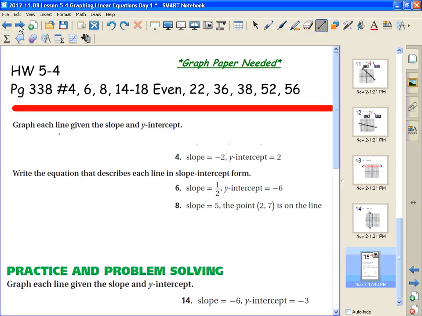The homework is 5-4, page 388, number 4, 6, 8, 14 through 18 even, 22, 36, 38, 52, 56. You will need graph paper. If you don't have your own, please see me for some. And that's it.